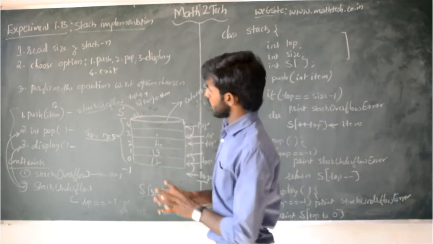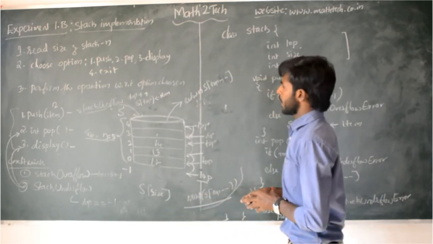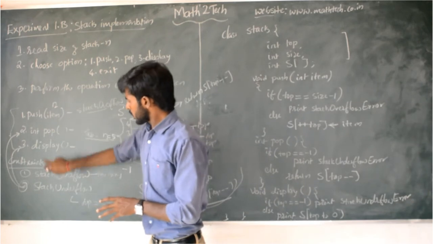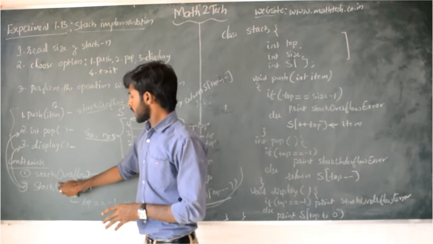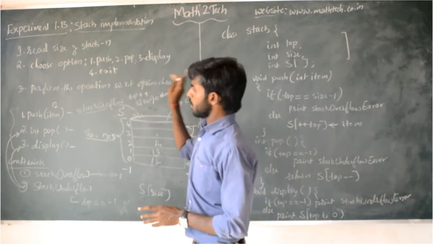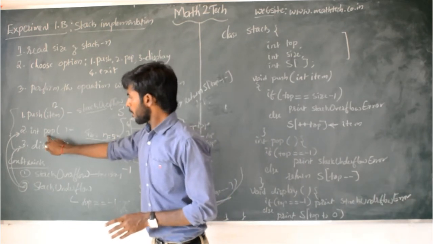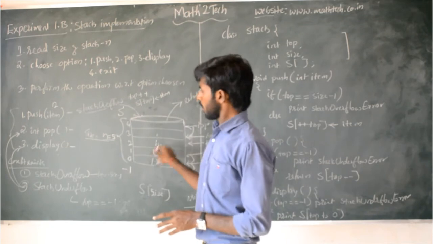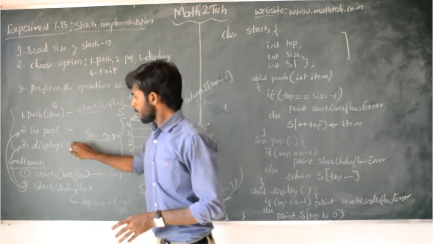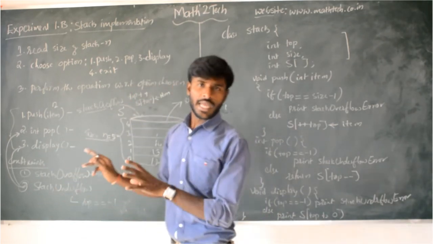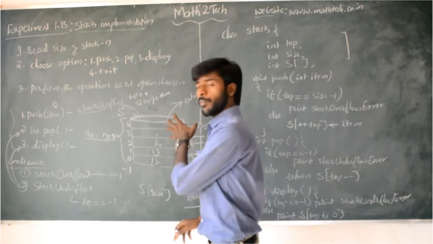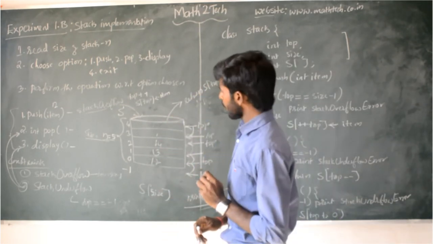This is how push, pop, and display operations are performed. Very simple. Push has to check for stack overflow. If the stack is not overflowing, insert the element. In pop, check for stack underflow. If the stack is not underflowing, then pop the element. In display, check for stack underflow. If the stack is not underflowing, display the content from top to bottom, that is, top to 0.